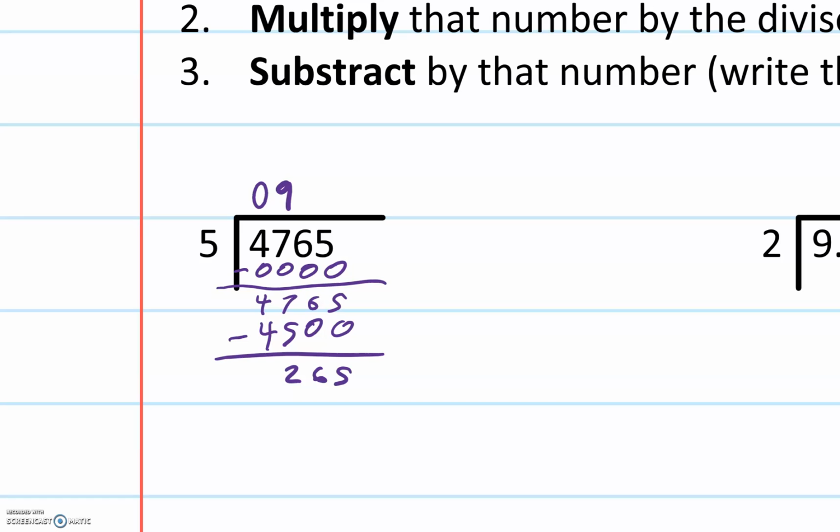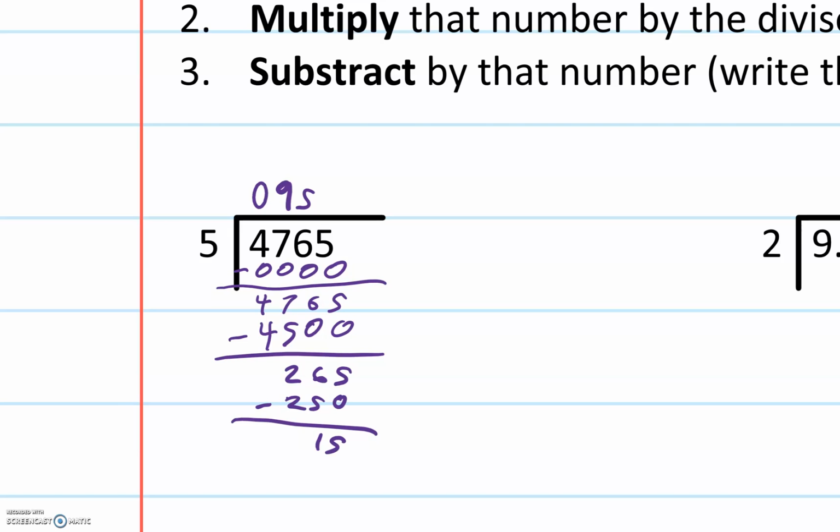Okay, now we look at the next column, which is the 6, but we still have the leftover 2. So 26, how many times can 5 fit into 26? Well, 5 times. Now we multiply, 5 times 5 is 25. Then we subtract, step 3, and we're left with 1.